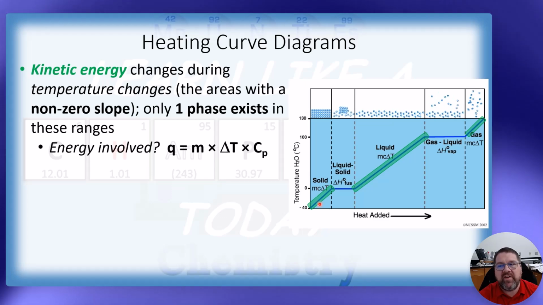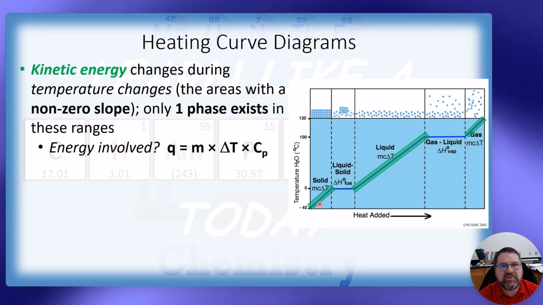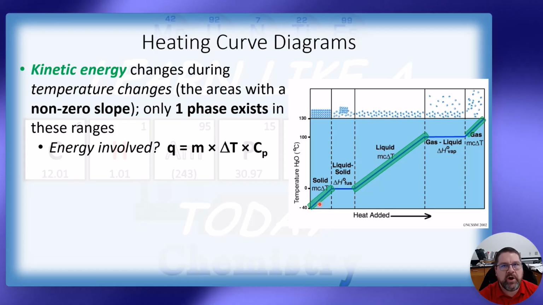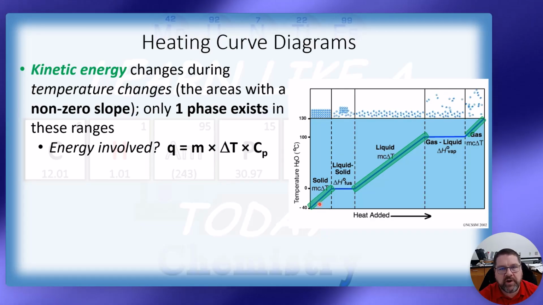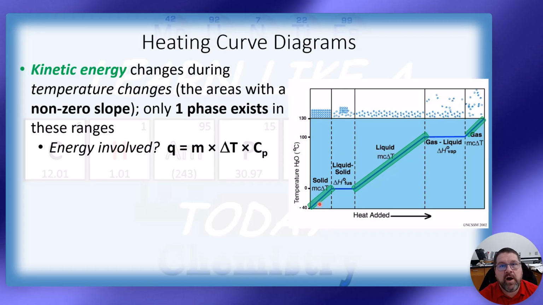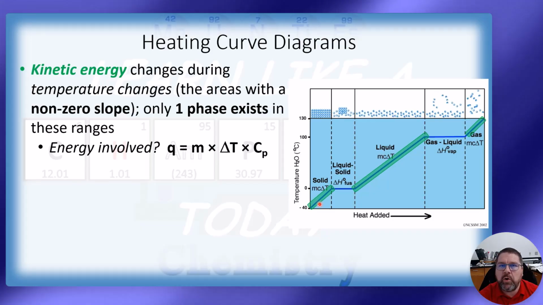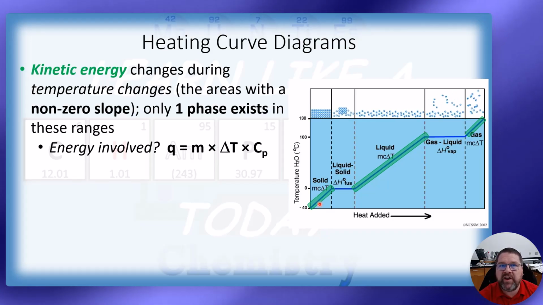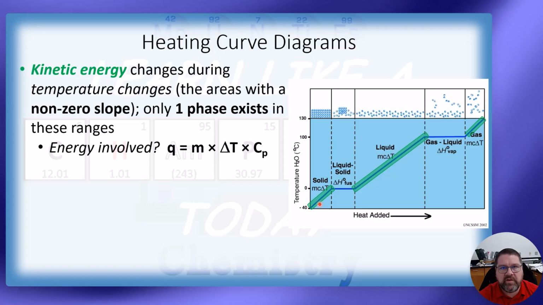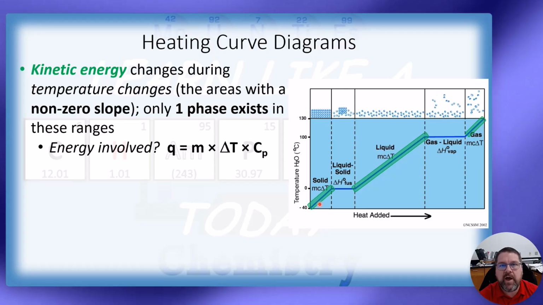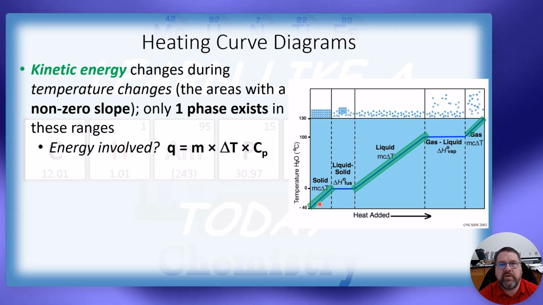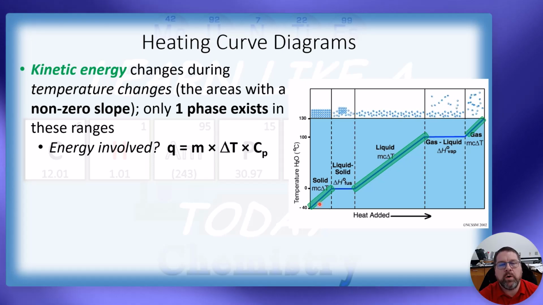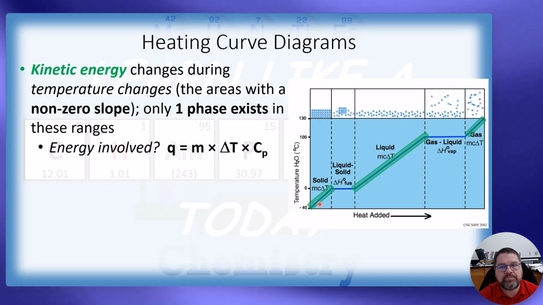To calculate the amount of energy needed to change the temperature within those areas, we use our heat equation. Q, heat, equals mass, M, times change in temperature, delta T, times the specific heat of that material. But it's important to note that it's that material in that particular state. Water, for instance, has a different specific heat value whether it's in the solid, liquid, or gaseous state. The most familiar one to us is in its liquid state, 4.184 joules per gram Celsius degree.